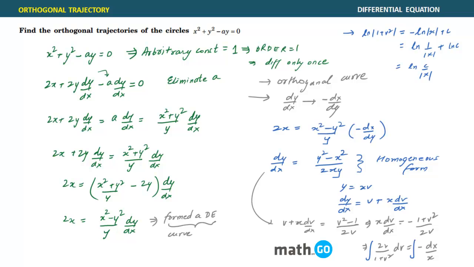So the net answer should look like 1 + v² = c/|x|, and now you can just put the value of v back. It is 1 + y²/x² = c/|x|. So this is the answer we were targeting. This is how the orthogonal trajectory concept has to be solved.